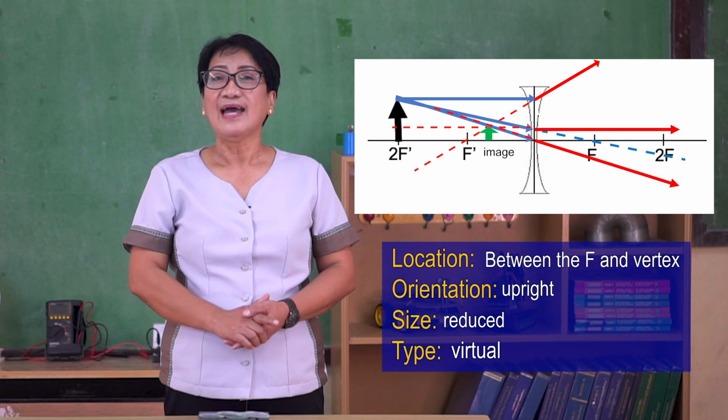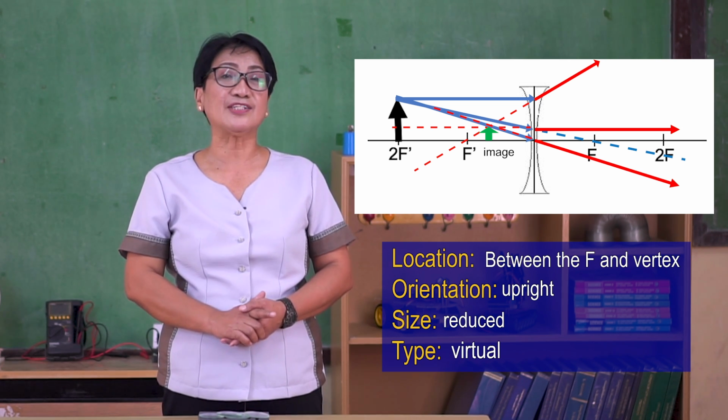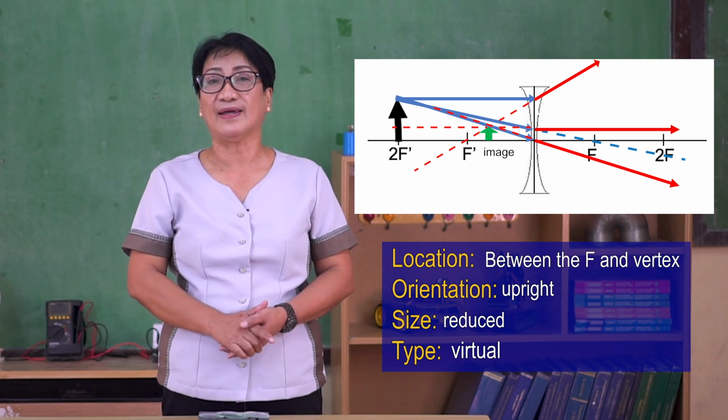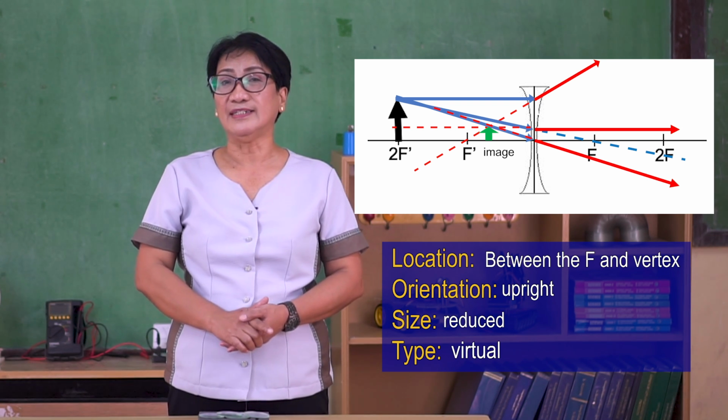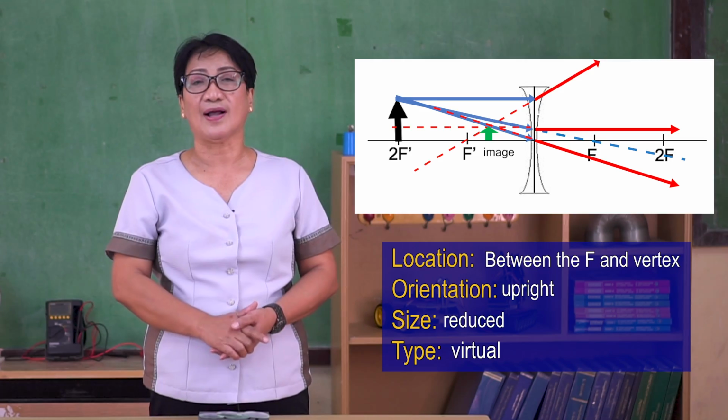Do not forget that no matter where the object's location is in front of a concave lens, its image is always upright, smaller than the object, and virtual.